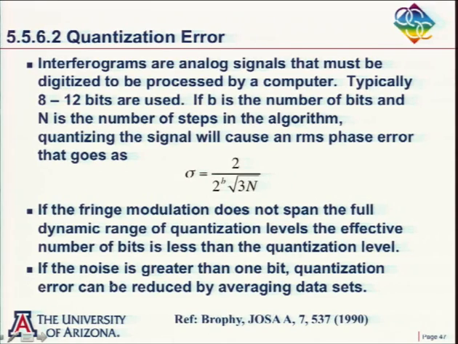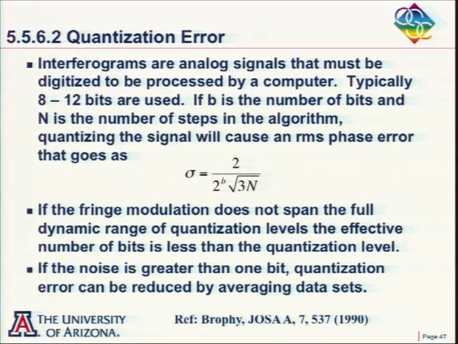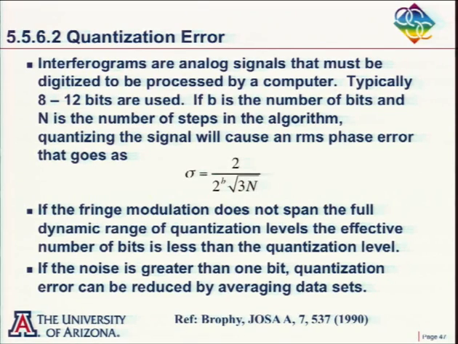Now this last bullet here, it's kind of interesting. If noise is greater than 1 bit, this error can be reduced by averaging data sets. So what that is saying, and I think it's really true, is that sometimes noise is good. Sometimes noise can help you. If it's really random noise, and that's what I've learned in doing a lot of phase shifting work, random noise is kind of nice because you can average it out.